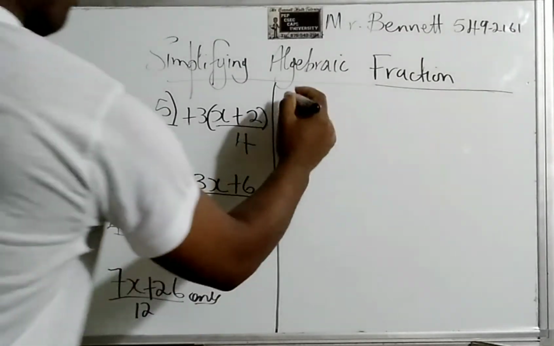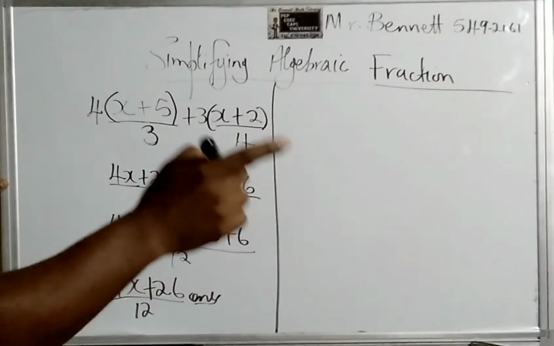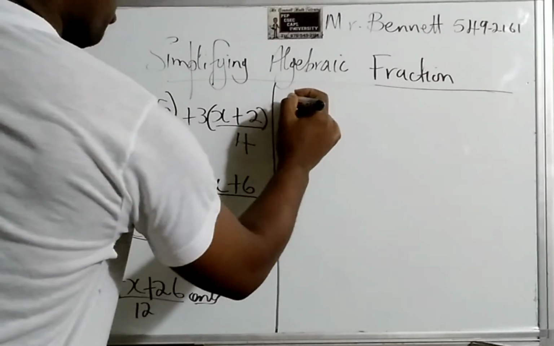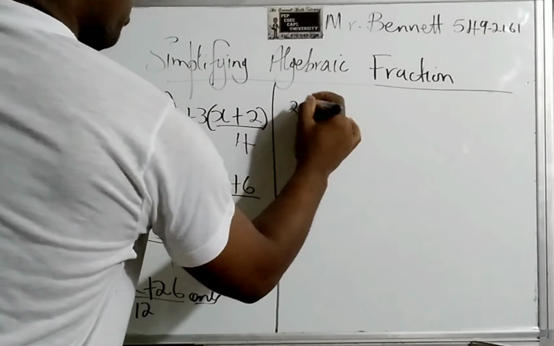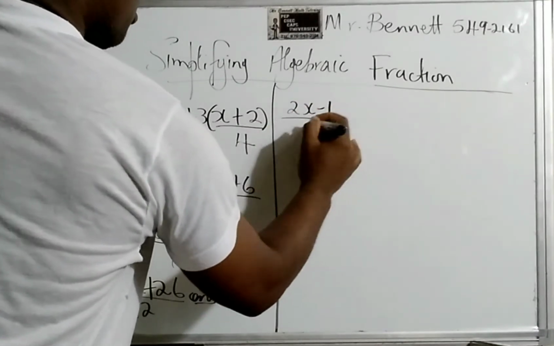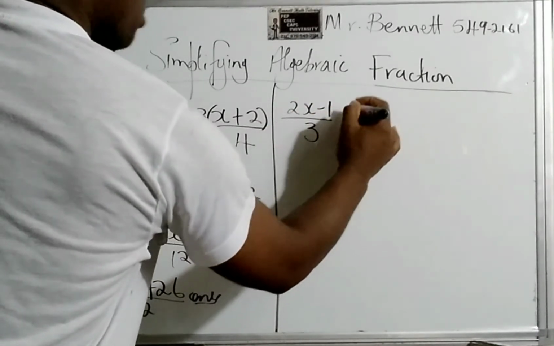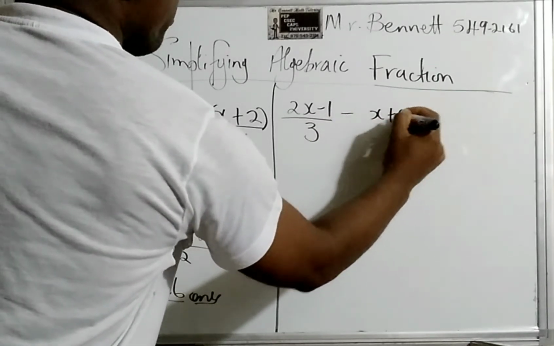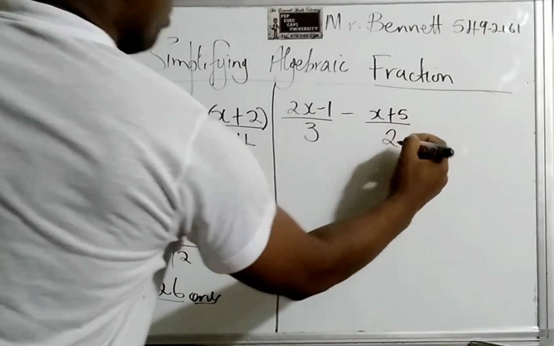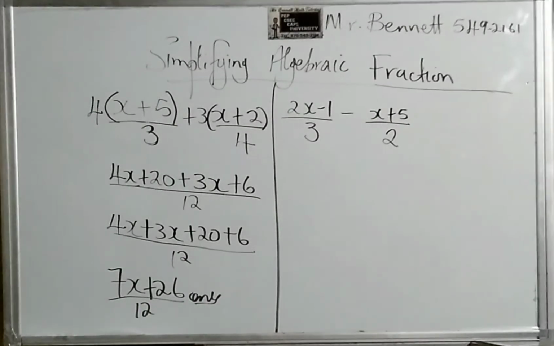Let's draw a line. Alright, this one I'm going to do a subtraction just to clear up certain things. So let's go. Say we have (2x minus 1) upon 3 minus (x plus 5) upon 2. And the same instruction, simplify in its lowest terms.